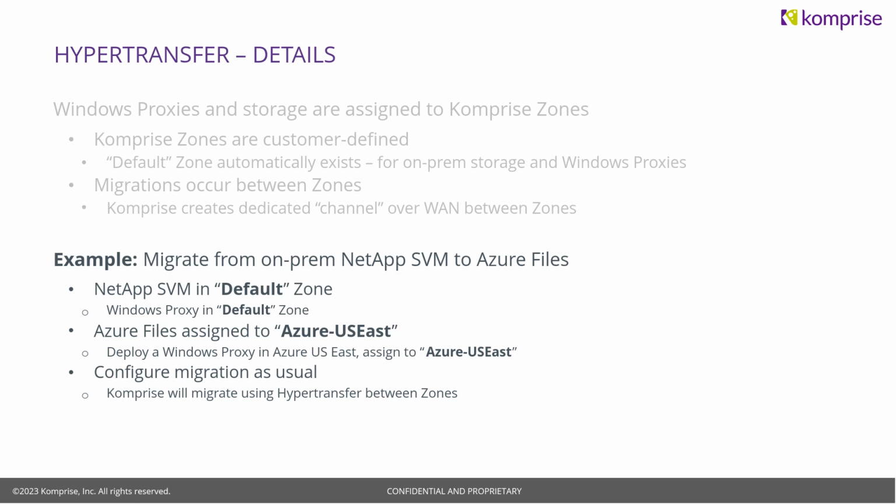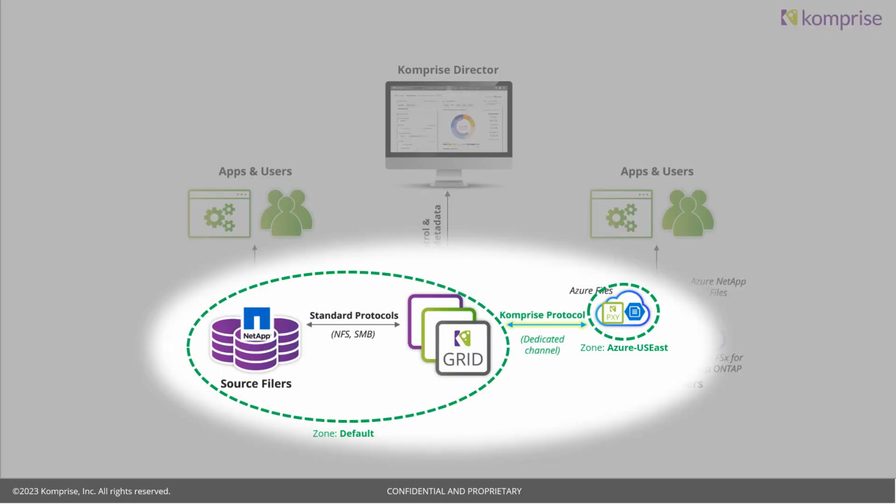You configure your migration as usual. Komprise will recognize you are migrating between zones, will automatically set up that Hypertransfer dedicated channel and accelerate your migration. And again, the way that it looks in the picture, everything on-prem is in the default zone. The Komprise protocol is being used over the dedicated channel, and we're sending the data much faster up to Azure East. Again, over 20 times faster than Robocopy can.